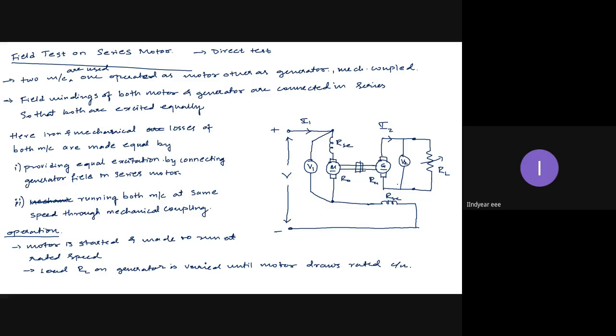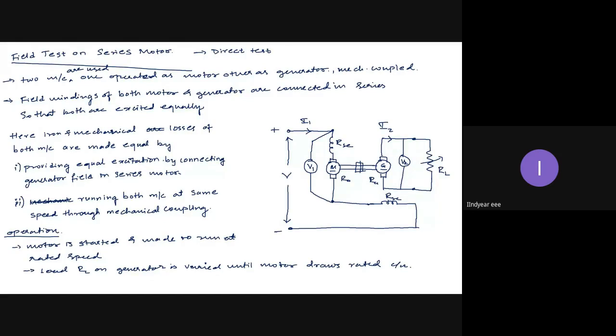Okay. And even cross magnetizing effect is not addressed. Therefore, the armature reaction effects may not be neutralized in the field test in the generator, not in the motor, in the generator I am talking. So these are all the reasons why the generator efficiency may not be as accurate as that of the motor using field test, but still I can calculate the efficiency.